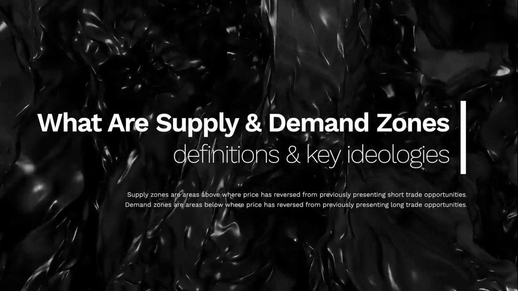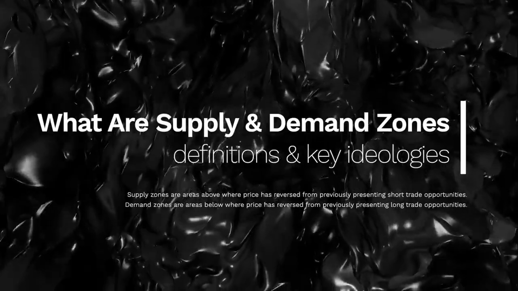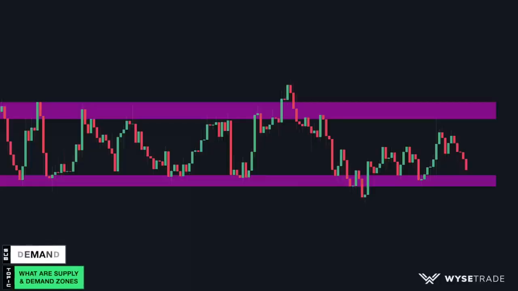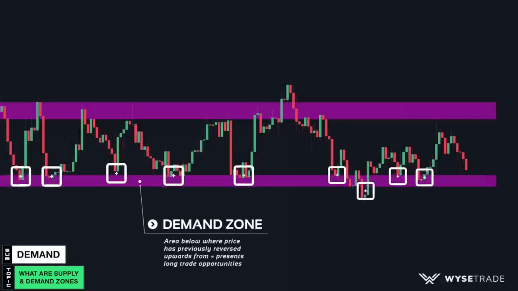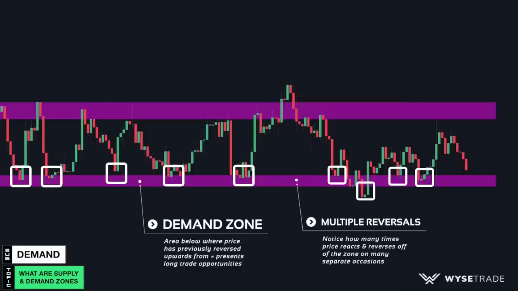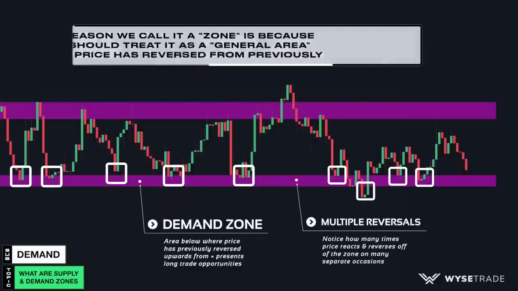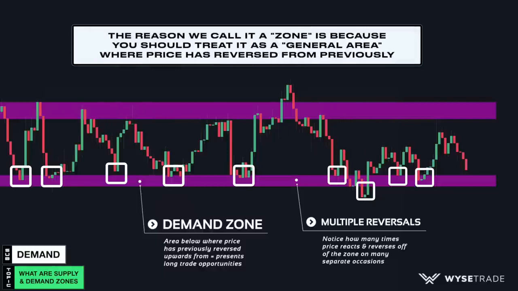What are supply and demand zones? Now, this zone below, where price reverses upwards from, is known as a demand zone. Notice how many times price reacts to this demand zone, which shows how important they are to identify. The reason we call it a zone is because you should treat it as a general area where price has reversed from previously.